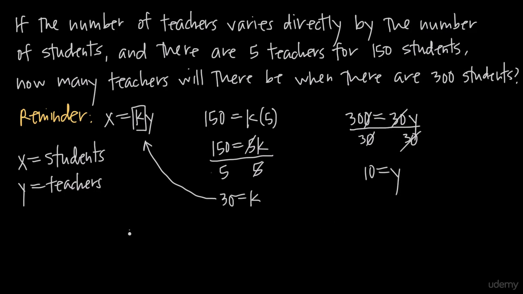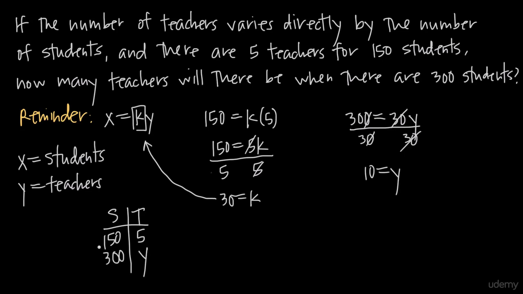And this should make sense, because if we draw a little chart here like we did before, and we have students and teachers, we said we had 150 students and 5 teachers. We know that the relationship between teachers and students varies directly, and we want to know how many teachers there will be when we have 300 students. So 300 students, and how many teachers are there when that's the case.